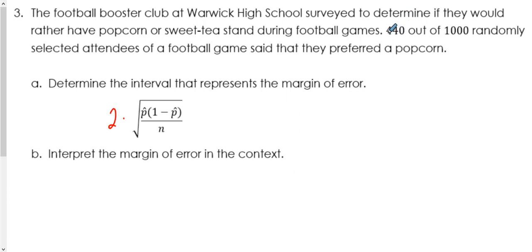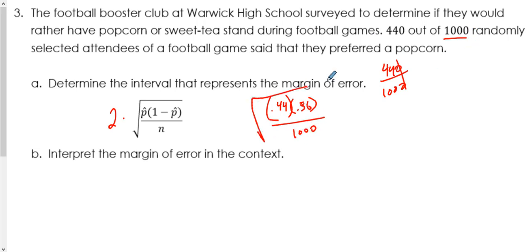So, 440 out of 1,000. I could write that down here, but if you knock off a zero, that's 44 out of 100. That's 44%. So we're going to go with 0.44 times, and I could put 1 minus 0.44, but I hope everybody knows that's 0.56. So we've got 0.44 times 0.56 over, well, how big was the sample? We talked to 1,000 people. Then we take the square root of that and times it by 2.